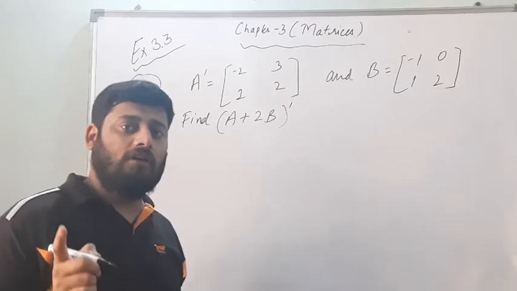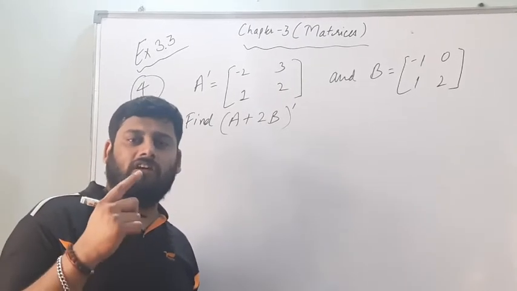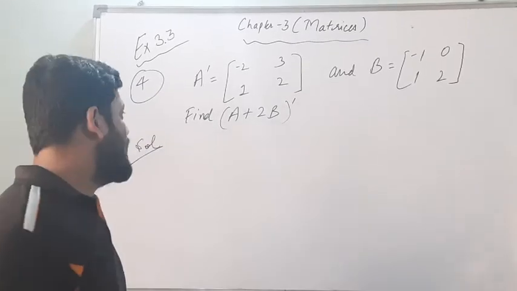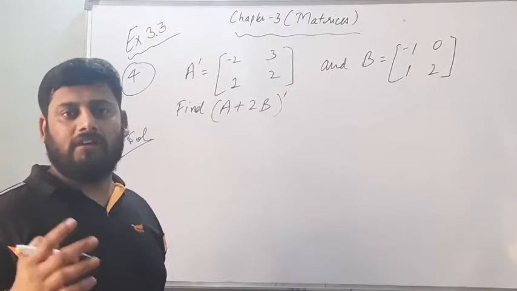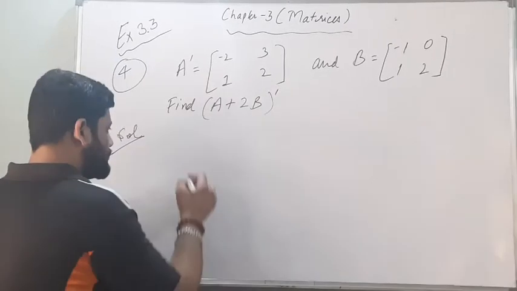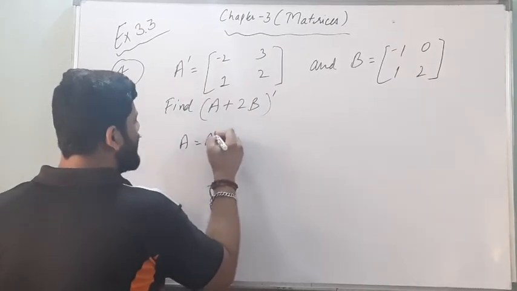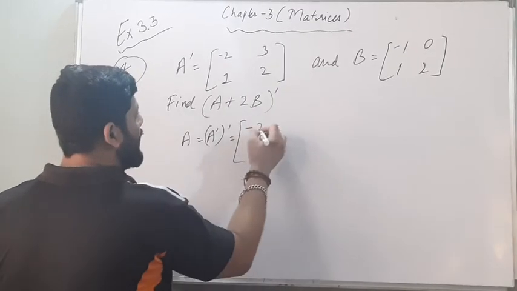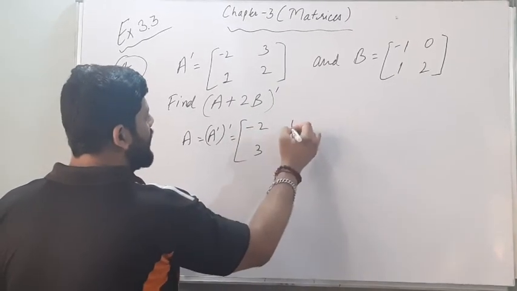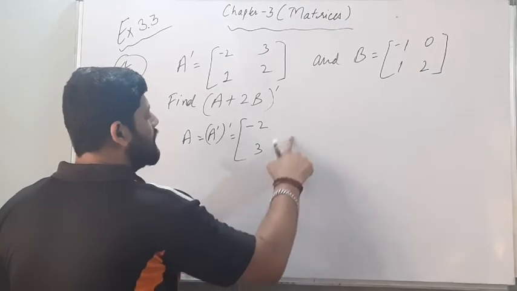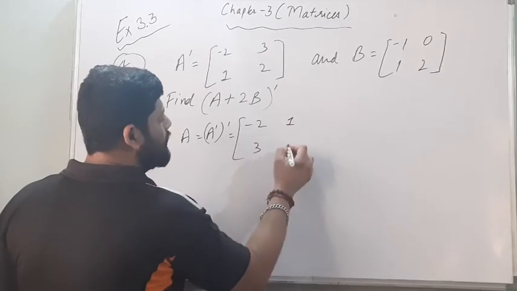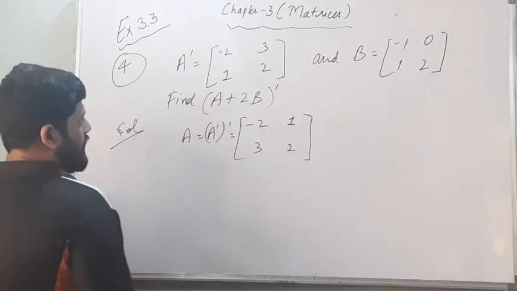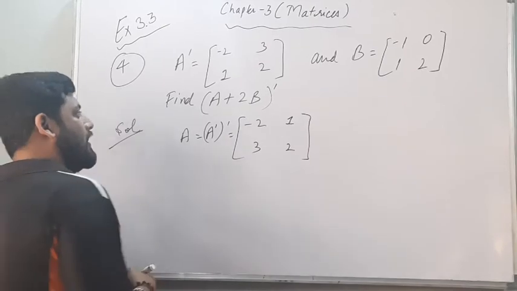So how will we find out A from A transpose? We will once again do the transpose of this transpose, and we know that transpose of a transpose is the same matrix. So A will be equal to the transpose of A transpose. So -2, 3 and 1, and 2, 1 and 2. Good. So we have got the transpose of A transpose, that is A.